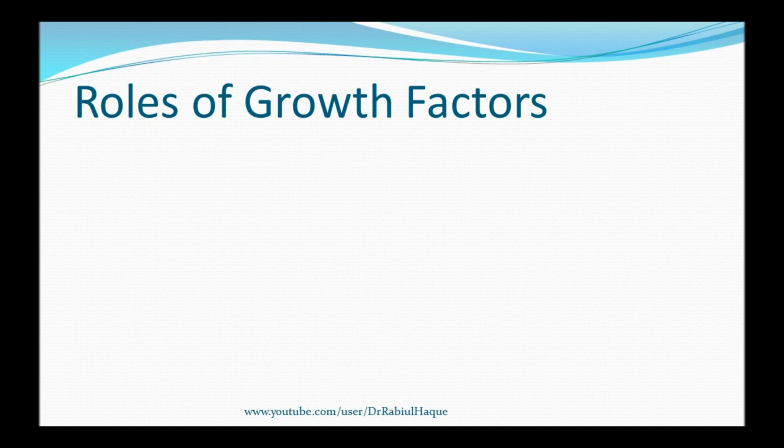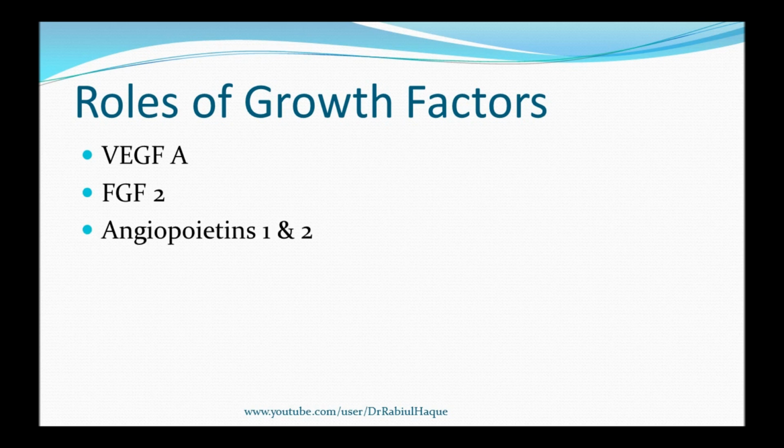The major growth factors involved in angiogenesis include vascular endothelial growth factor, especially vascular endothelial growth factor A, and fibroblast growth factor, mainly fibroblast growth factor 2. There will also be a role of angiopoietin 1, angiopoietin 2, and also platelet-derived growth factor and TGF-beta in angiogenesis as well. So let's talk about their function one by one in angiogenesis.